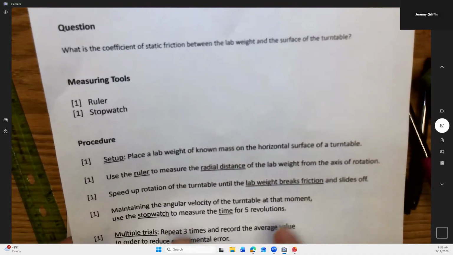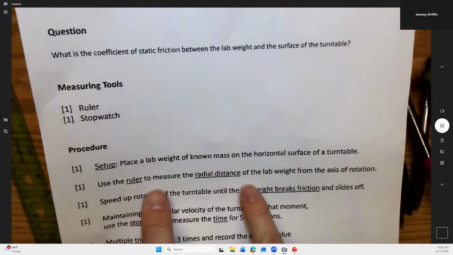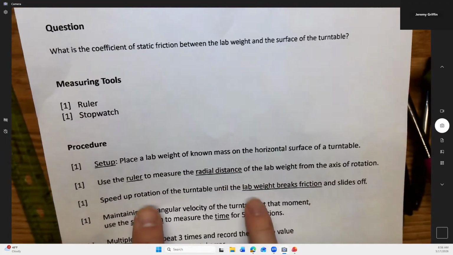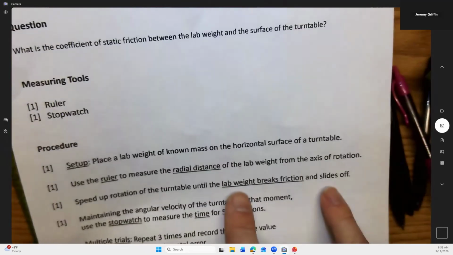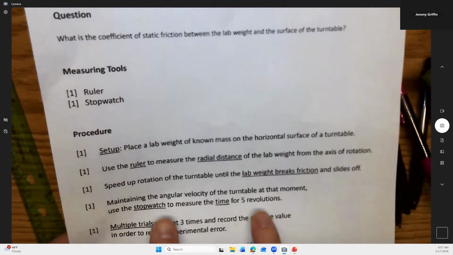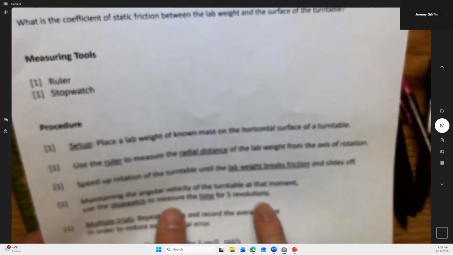And we're of course eventually going to spin this thing. That's why it's a turntable. Use the ruler to measure the radial distance of the lab weight from the axis of rotation. Speed up the rotation of the turntable until the lab weight breaks friction and slides off. Maintain that angular velocity at that moment. Use the stopwatch to measure the time for 5 revolutions.